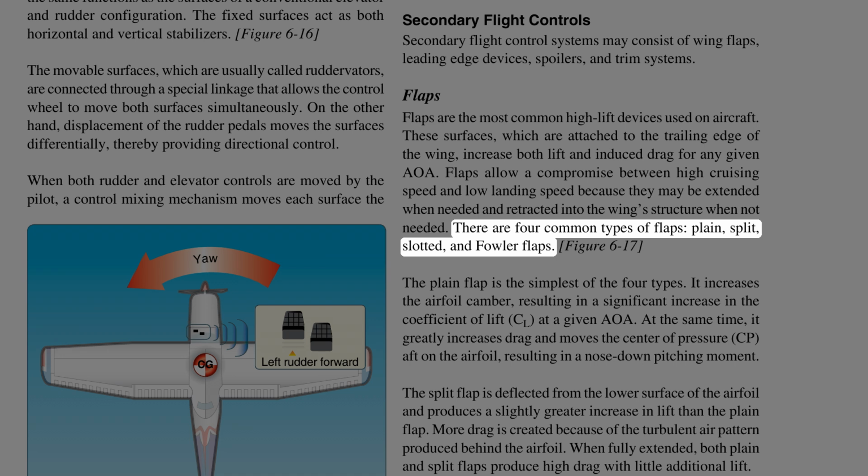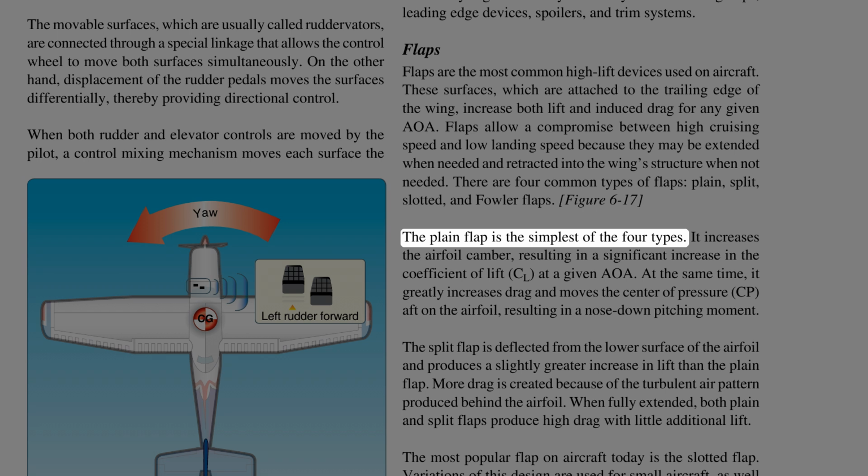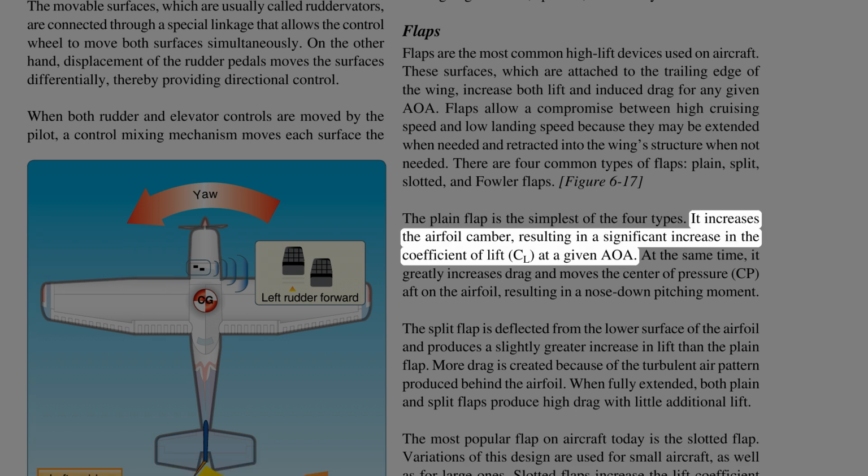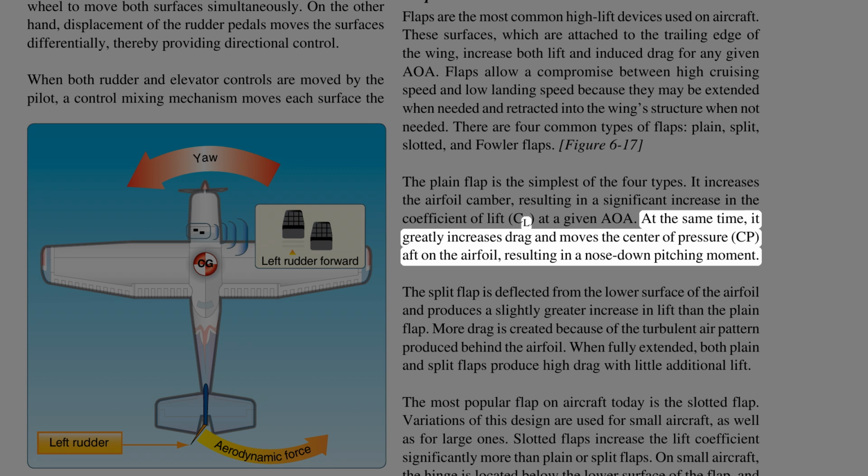There are 4 common types of flaps: plain, split, slotted, and Fowler flaps. The plain flap is the simplest of the 4 types. It increases the airfoil camber, resulting in a significant increase in the coefficient of lift, CL, at a given AOA. At the same time, it greatly increases drag and moves the center of pressure, CP, aft on the airfoil, resulting in a nose-down pitching moment.